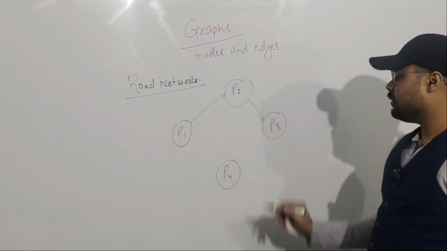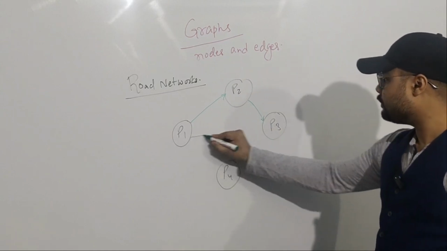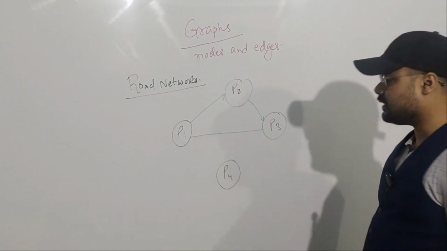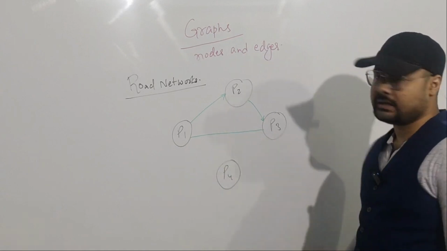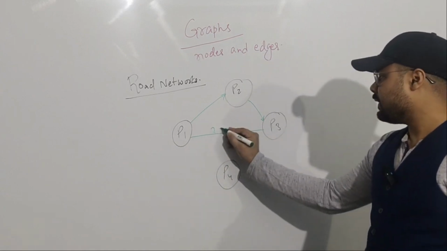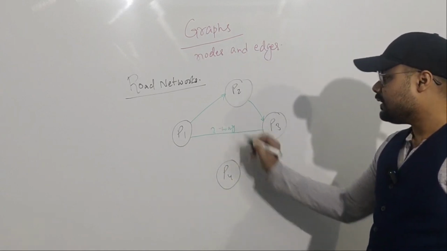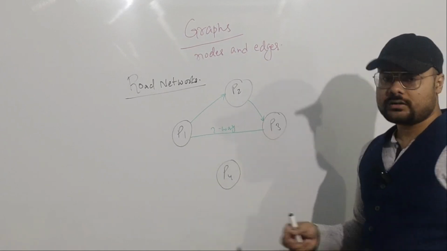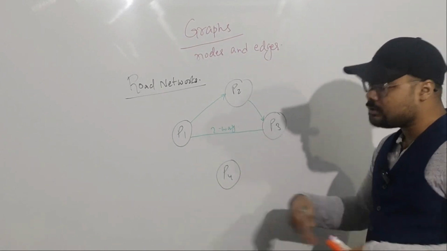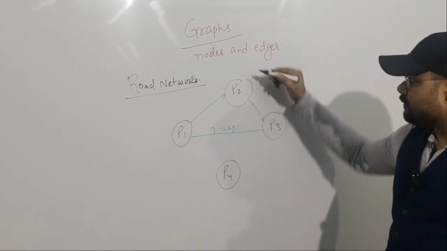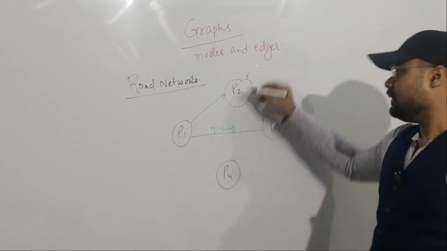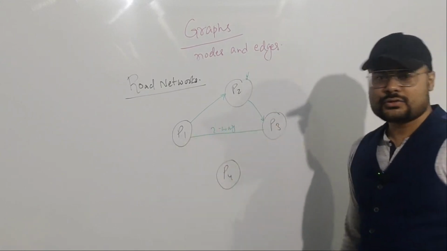Okay, but P2 is connected to P3, and let's say from P3 you have an undirected edge. It means that P1 and P3 are connected. So it's two way. An undirected edge means a two-way road. So if someone is at P2 and he has to go to P1, he will follow this path.